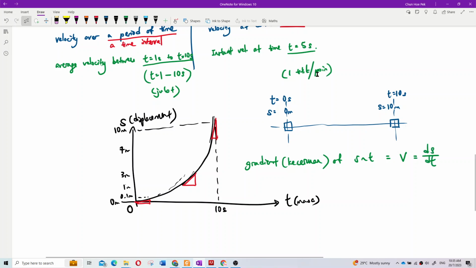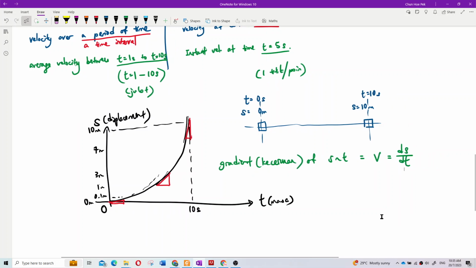You belajar at maths kan, kelas? Ada tak belajar at maths? Ada je. ds dt ialah kecerunan graf. Masih ingat tak? Differentiation kan, kita cari kecerunan graf kan. So velocity is the gradient of the graph. Okay, velocity is the gradient of the graph.